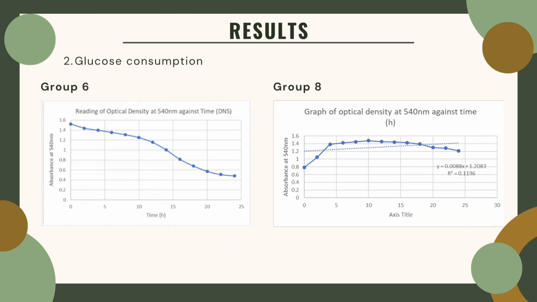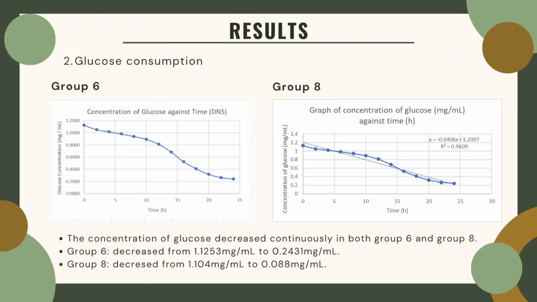Next, this is the graph of optical density at 540 nanometer against time. And this is the graph of concentration of glucose against time. This graph illustrates the decline in glucose concentration over time. Both groups show continuous decreases, but Group 6 dropped more sharply, while Group 8 decreased more gradually. The plotted regression line confirmed that glucose was consumed steadily in Group 6 and more slowly in Group 8.